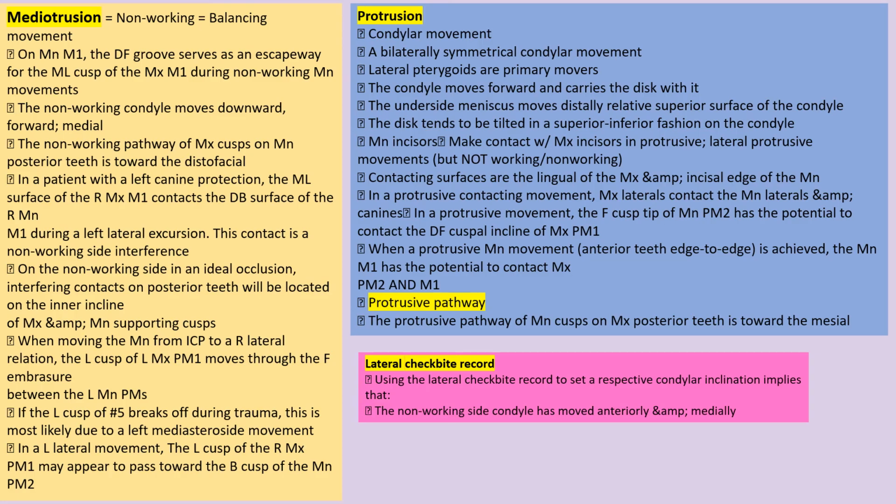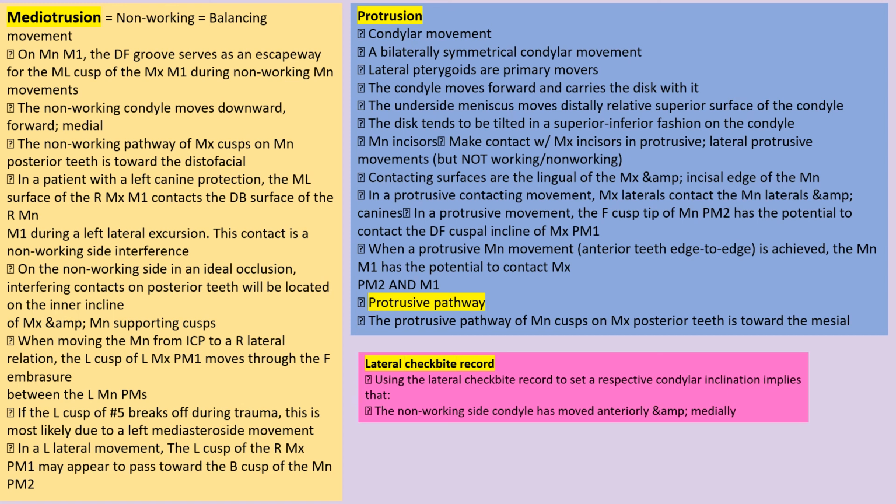Now you can also see the next slide, that is on the Bennett movement. So Bennett movement is, for example, you have the right side working movement and the left side non-working movement. So the right side is your working side, the left side is your non-working side. So when your mandible is moving towards the right, the left side, although it is called a non-working side, and the left condyle is called the non-working condyle, it is doing all the work. It is rotating, it is translating, going downward and forward along the slope of the articular eminence. It is the left side that is shifting the mandible towards the right side.